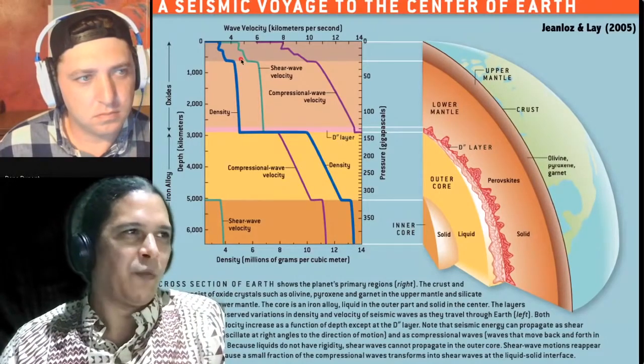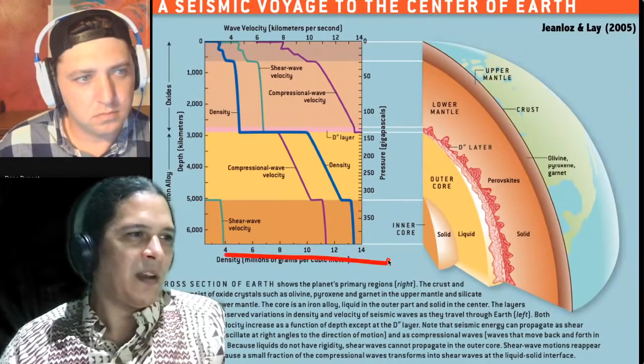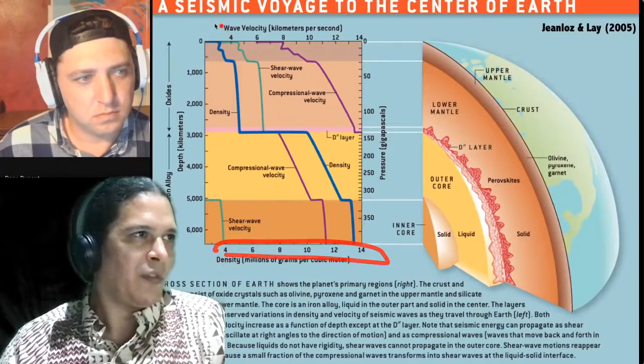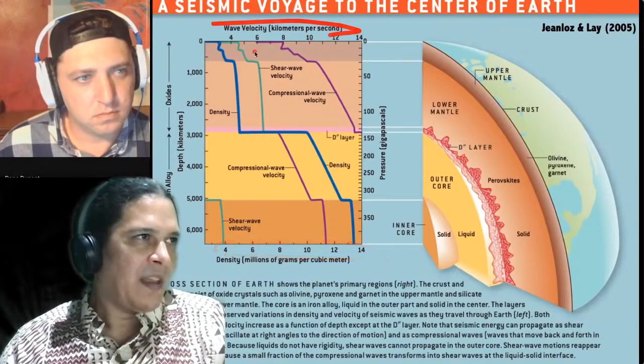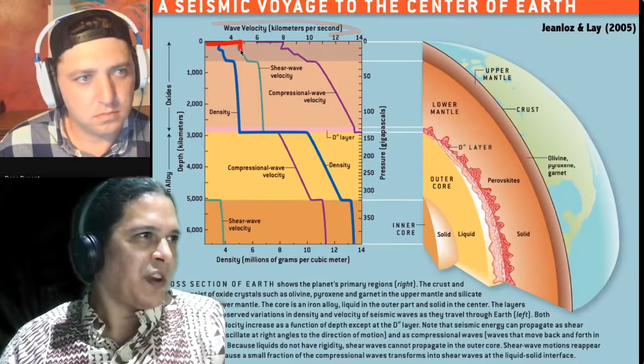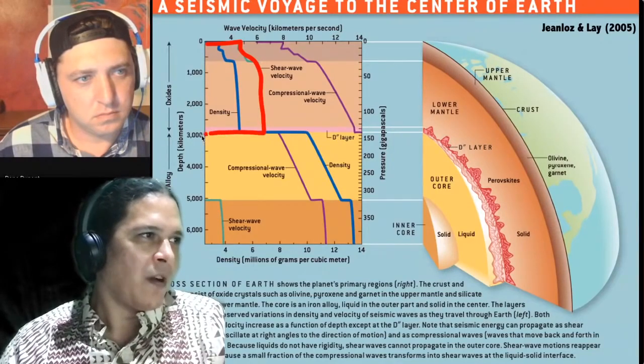so that's the most important thing here, the density, and I can't really penetrate through there. If we look at the actual wave velocity over here, density is plotted down here in the bottom, actually. Wave velocity is up here on the top, and that's what this shear wave velocity is over here, increasing through the mantle, disappearing in the outer core, reappearing in the inner core.